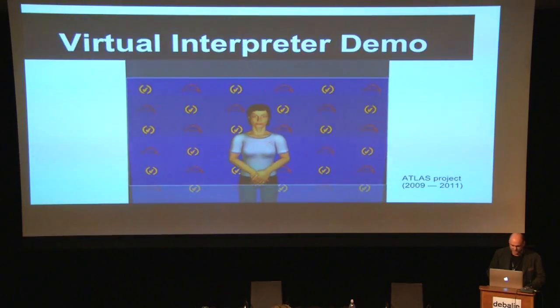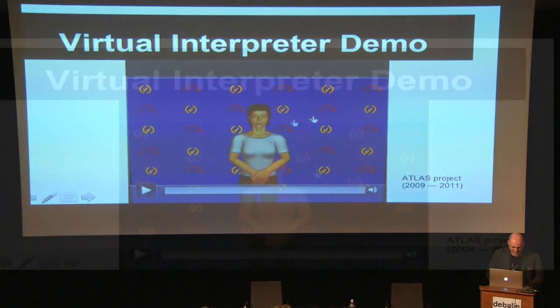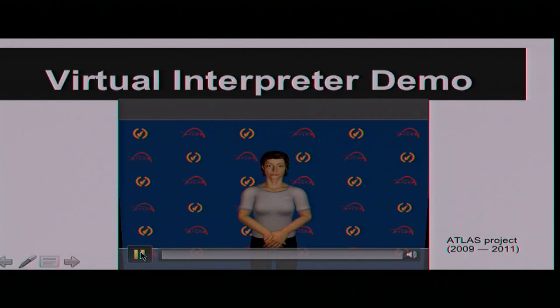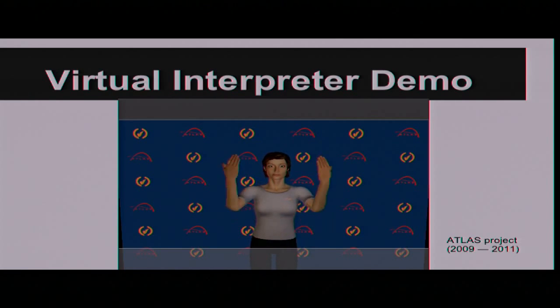To give you an idea of what is a virtual interpreter, I show you a short animation. So this is the outcome of a project I was working on before in Italy that lasted from 2009 to 2011, the Atlas project. It was about building a complete translator from written text to animated virtual interpreter. The topic was a weather forecast. And you have an idea of which kind of animation you are expected to do.